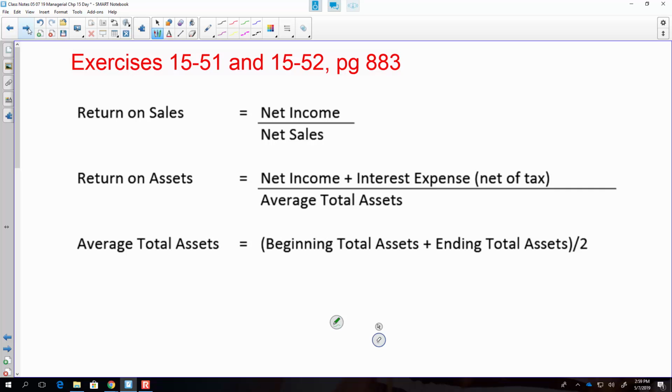Calculate the return on sales. Very simple. We take our 2,100,000. We divide by our sales, 11.3 million. How much money are we making on our sales? What's our ratio here?